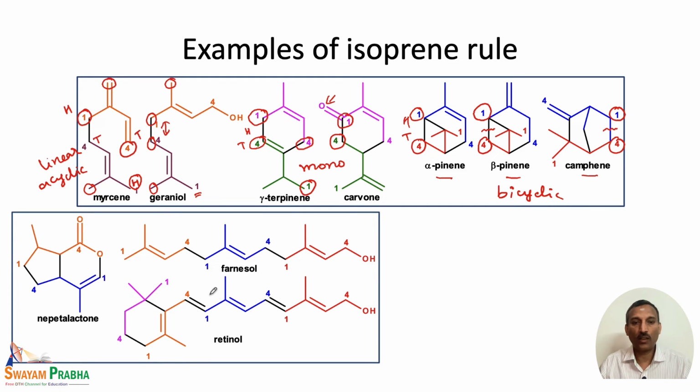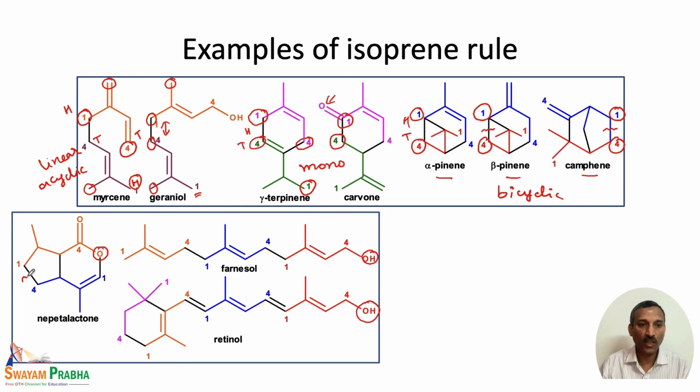And here some other terpenoid derivatives are given. So some of the terpenoids actually have an oxygen unit that is present in here. So when we talk about farnesol, this has a hydroxy unit. When we talk about retinol, this is also having a hydroxy unit. And nepetalactone has an ester unit, that is the internal ester, the lactone, present here. So if we look at all these compounds, here again we can actually use the isoprene rule to find out how these combinations or the connections would have happened.